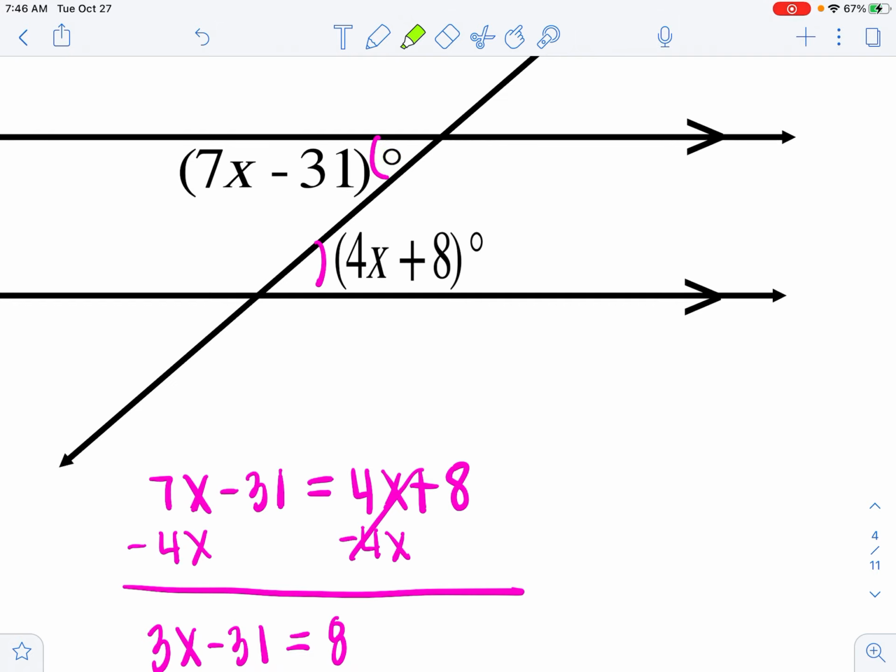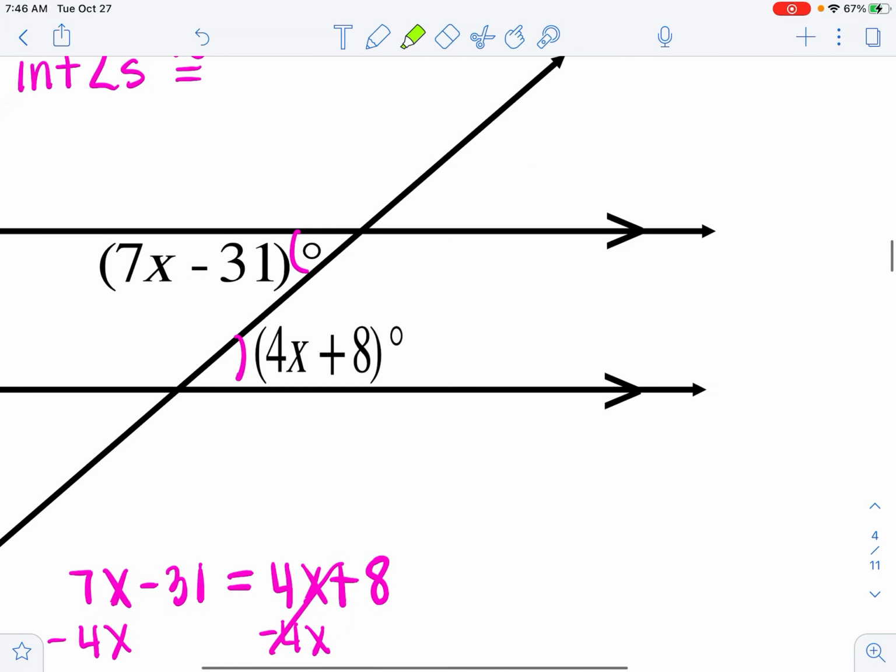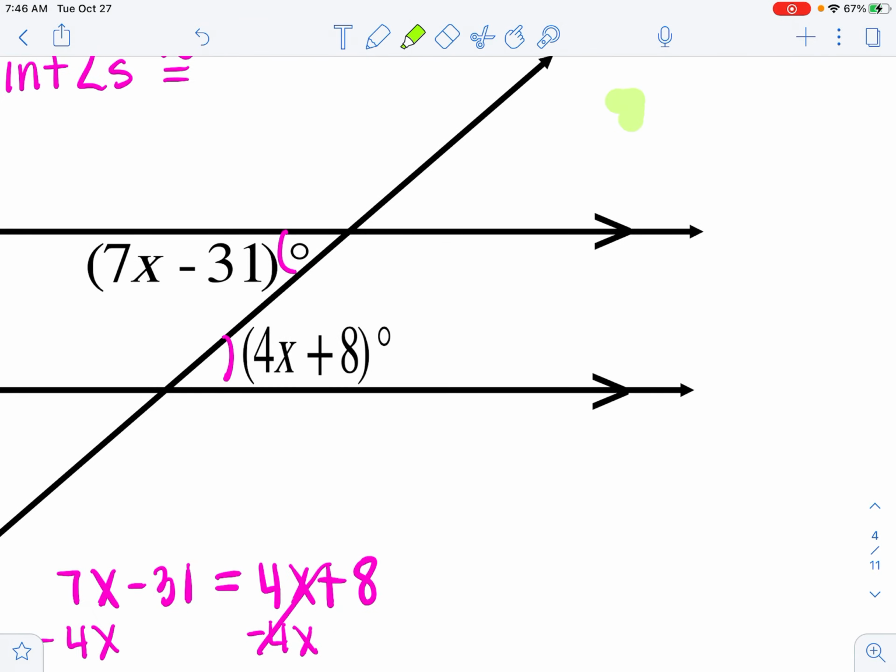Okay, if I find that angle right there, all that I have to do is plug in, what was it again, 13 into that expression. So I'm going to do 7 times 13 and then minus 31. 7 times 13 is 91. 91 minus 31 is 60 degrees. So now I know this angle is 60 degrees. So I'm just going to write over it like that.